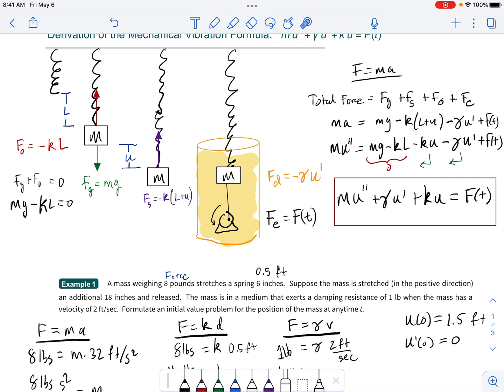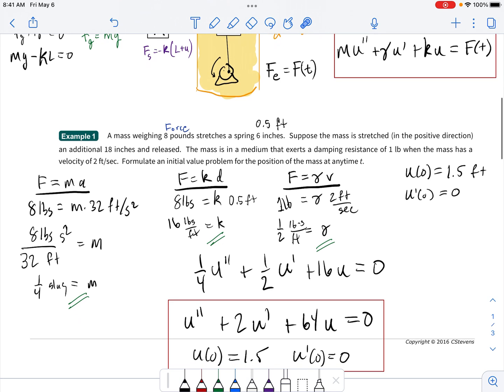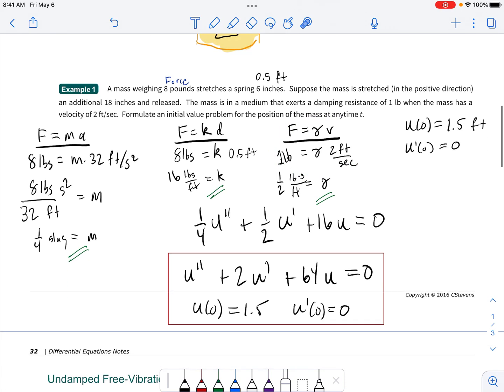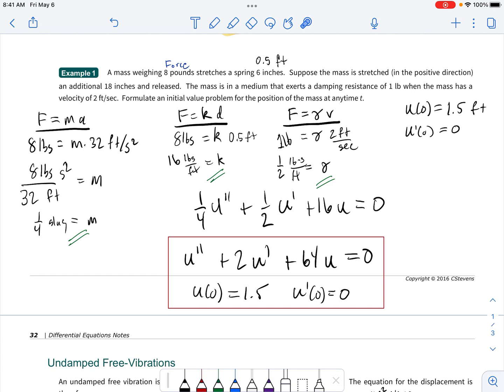And that's what we did on example 1. We set it up. We had to do some conversions of our pounds to force. We converted all of the inches to feet. We calculated the spring constant here. And then we also calculated the damping coefficient, which is proportional to our velocity here, and set it up into our formula and added in our initial conditions. Here is what the setup would look like for this particular system.